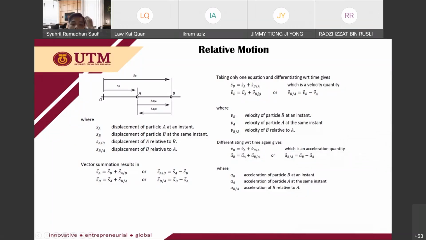Alright, so this is the overview on relative motion analysis. What is the difference between chapter 1 and chapter 2? Usually in chapter 2 and chapter 3, you will do the analysis on displacement, velocity and acceleration with respect to a fixed point, meaning that the point you refer to is not moving, it's not in motion.